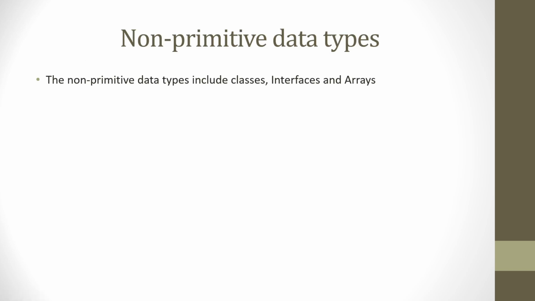So this is all about the data types available in Java, where we have primitive and non-primitive. Primitives are defined by Java, and non-primitives are defined by the programmer. So this is quite simple.